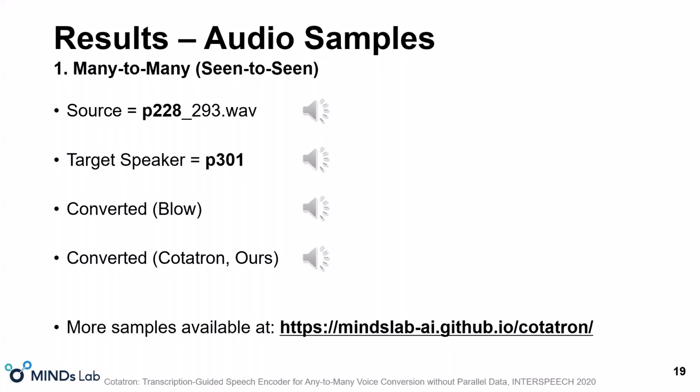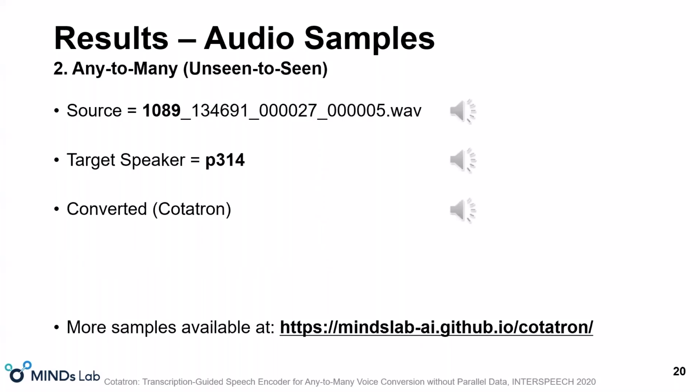Here we can realize that not only the naturalness, but also the speaker similarity of converted speech is better than the previous method. This slide shows a conversion result from an unseen speaker to demonstrate the possibility of any-to-many conversion. The first is the source speech from the LibriTTS test clean split.